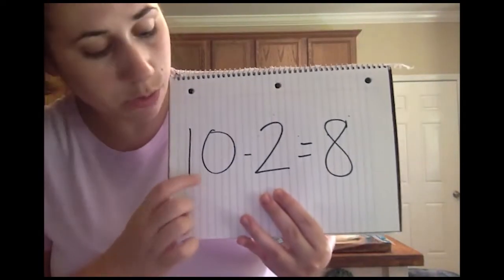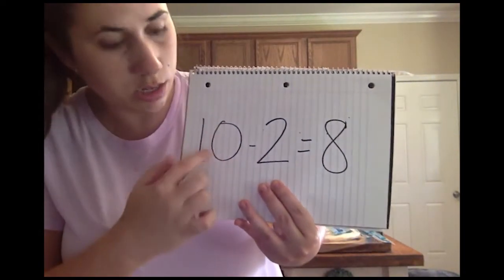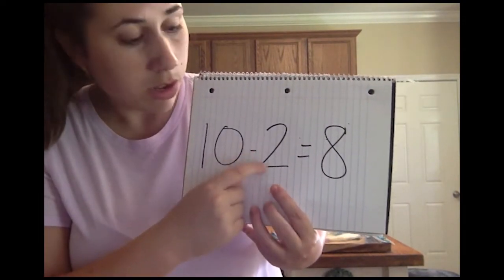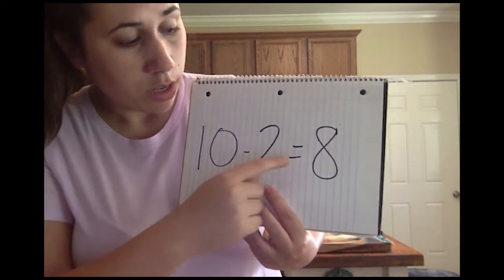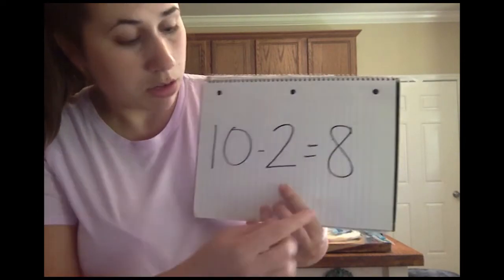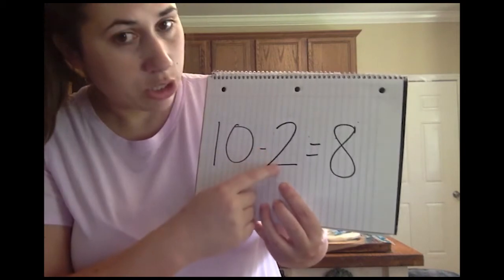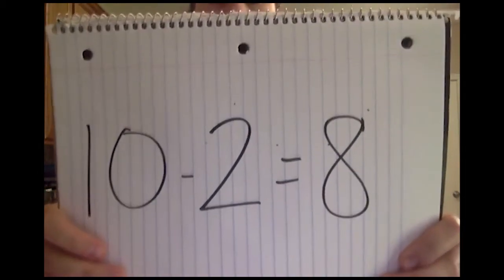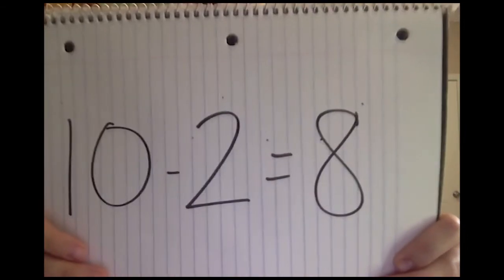Now, if you were to write it out as a problem, this is what it would look like. We started with 10. Here's 10. Here's our minus sign. It means we took away. We took away 2. Here's our equal sign, which tells us how many we had left over, which is 8. So we have 10 minus 2 equals 8. If you want to practice writing that out, you can pause the video and practice that right now.